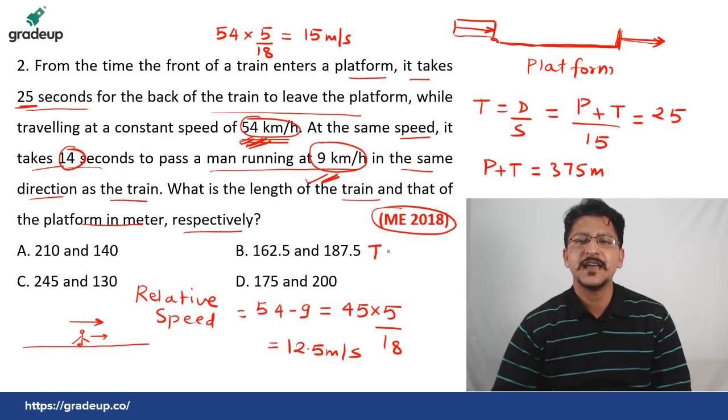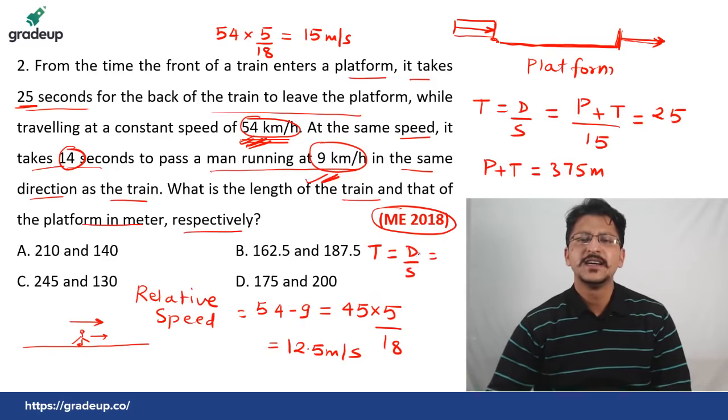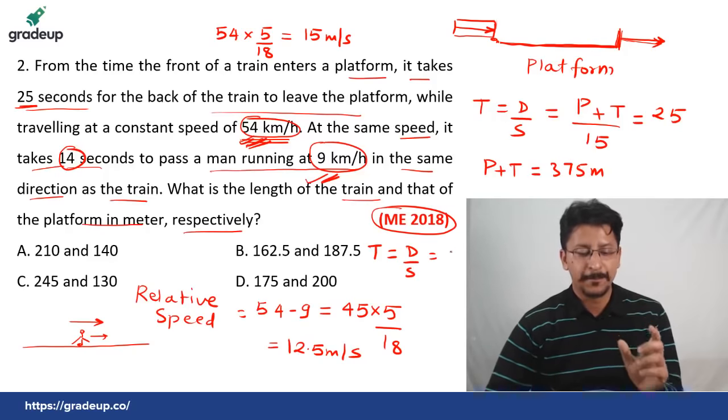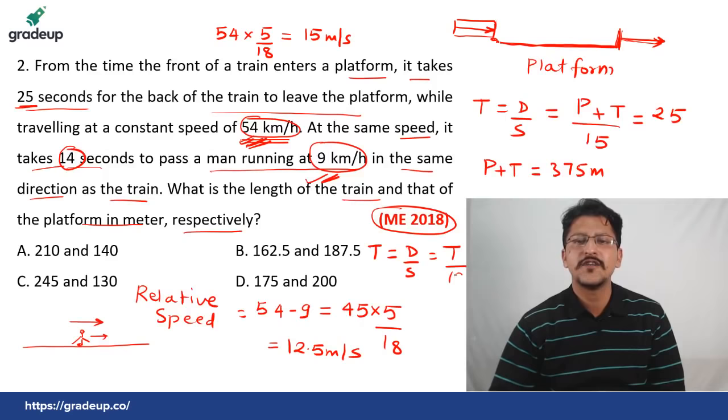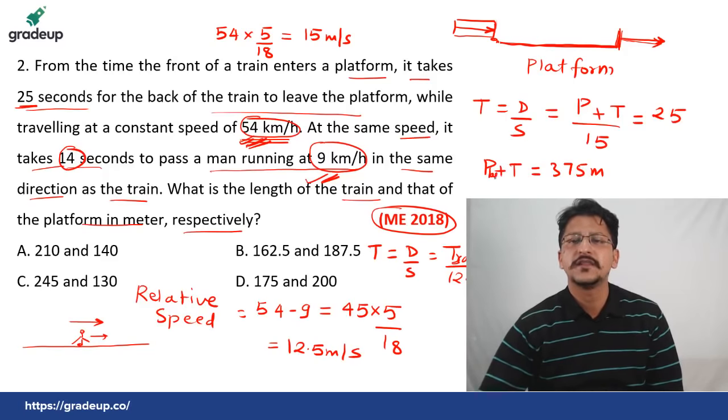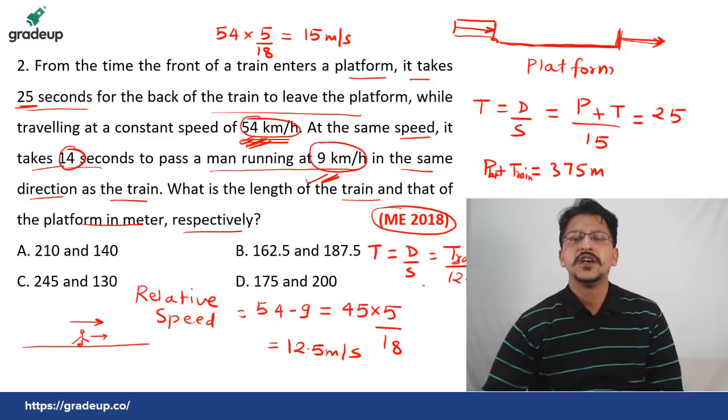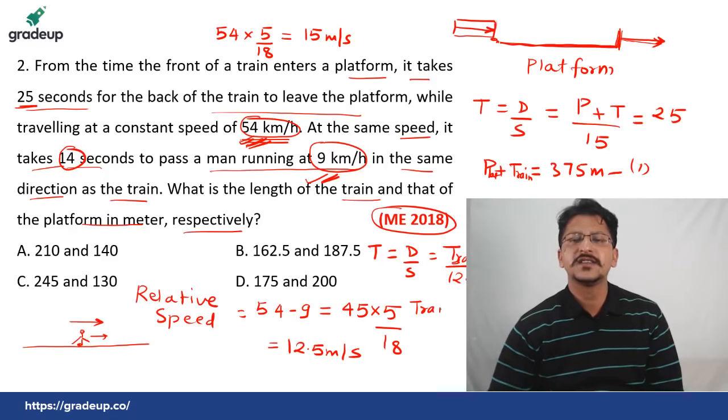In this case, time is equal to distance upon speed. Distance in this case will be the length of the train, what the train covers while passing this man, divided by the speed 12.5. This T is not the time, this is basically the train. Let me write it here clearly: this is platform plus this is train. So platform plus train is 375, equation 1. From here, the length of the train, with the time given as 14, will come out to be 14 into 12.5, that is 175.